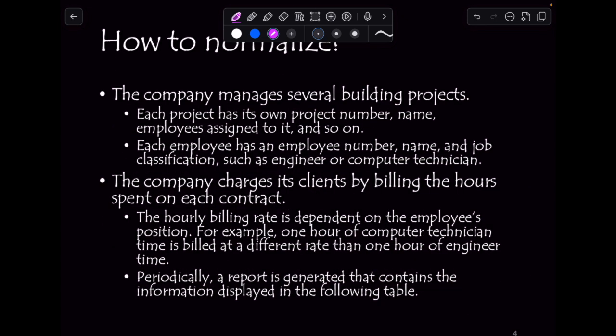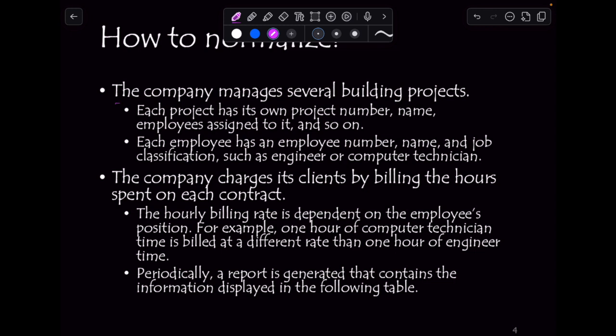Now, one small business case. Using this example, you may better understand how you can normalize some other general database cases and scenarios as well. So there is a company, and this company manages several building projects. Each project has its own project number, name, and employees are assigned to it. But each employee has an employee number, name, and also job classification. Job classification means there are certain jobs like engineer, computer technicians, some specialties.